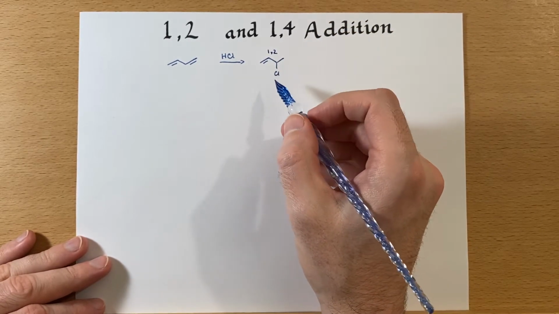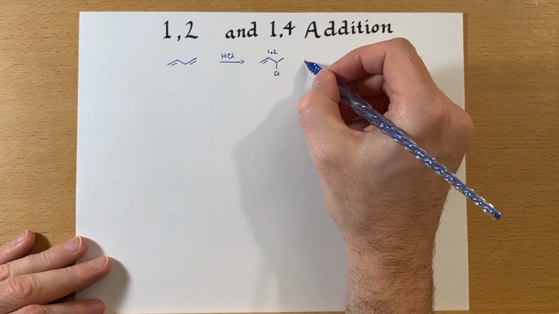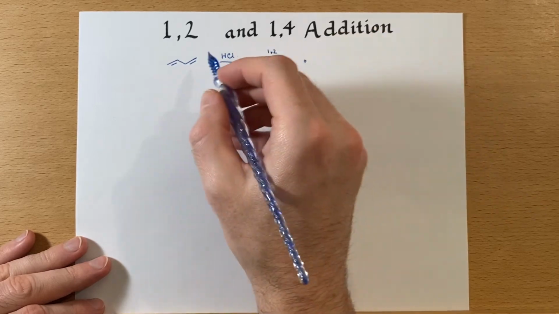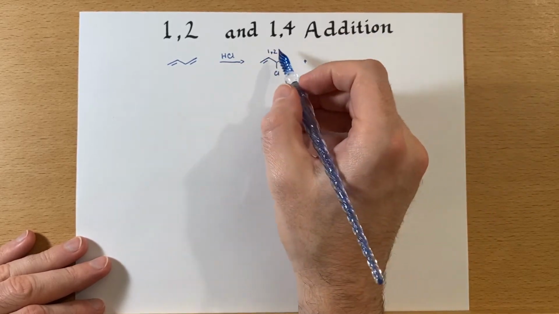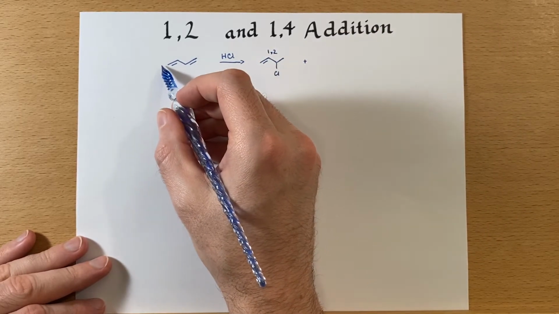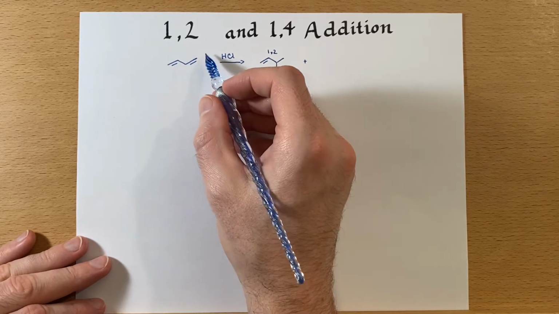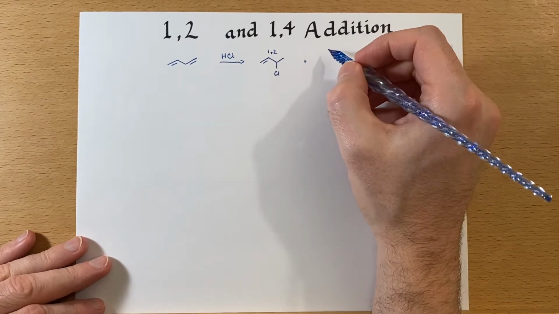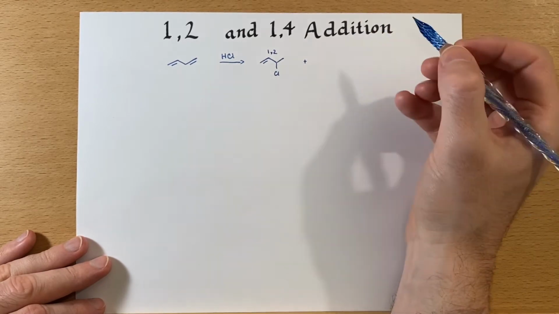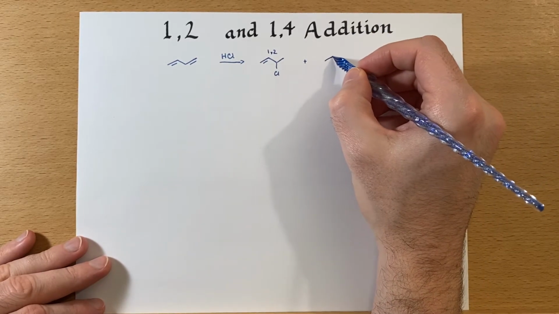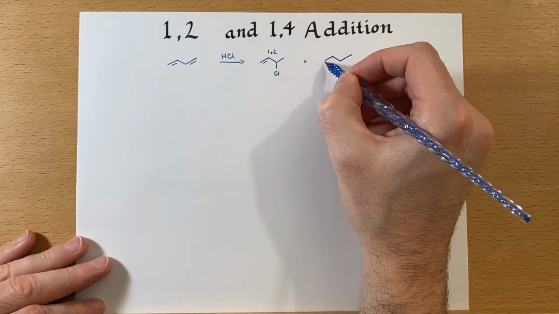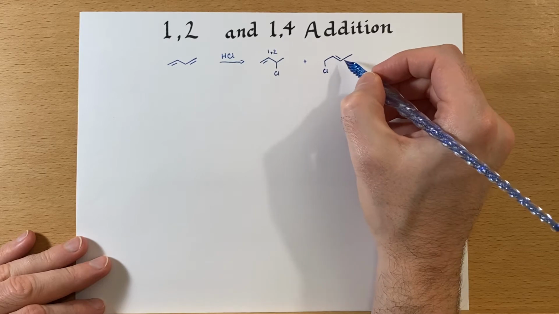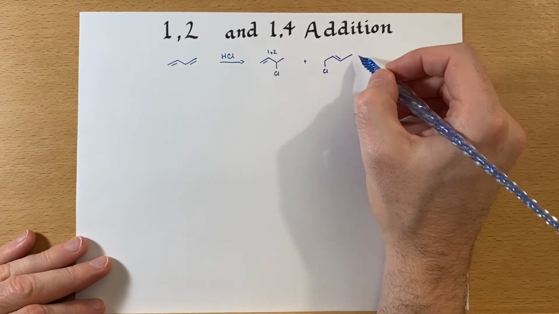Now, what's 1,4 addition? Well, 1,4 addition will put the addition on the one carbon and then on a carbon 4 away from it. So 1, 2, 3, 4, 4 away. And that's so-called 1,4 addition. And this is interesting because the double bond moves in this case.